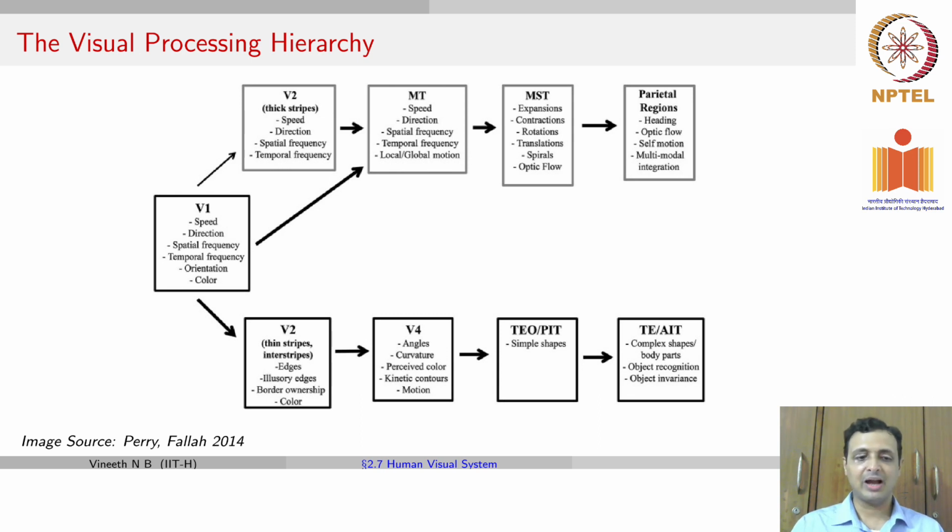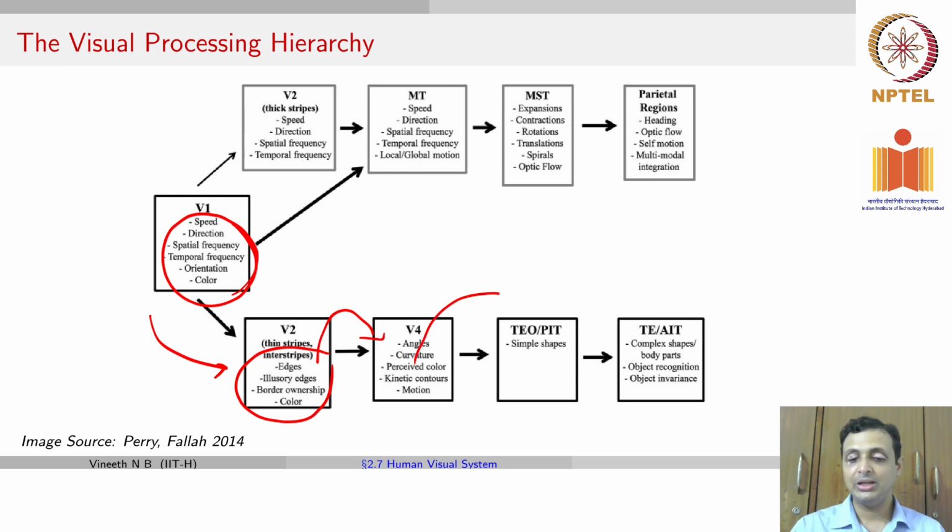So to summarize the visual processing hierarchy, you go from the retina to the LGN to the V1 cortex, and from the V1 cortex there are two pathways, the where pathway and the what pathway. The what pathway goes from V1 to V2 to V4, where V1 gives you low-level attributes in your image. V2 puts things together and gets things like edges, borders, colors, and so on. V4 gets angles, curvatures, kinetic contours, motion, and so on. Then TEO gets simple shapes, and TE gets the complex body parts, or perceives the world around us as we see it.